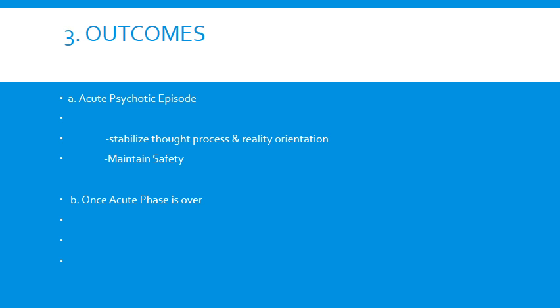So when there's an acute psychotic episode, when the person is actually having those positive symptoms, one of the first things that we want to do is they're usually going to be in an inpatient psychiatric facility, especially if they're a danger to themselves or to somebody else. And we want to, first of all, stabilize that process and help them get back to reality orientation. So that's one of our outcomes that we want to achieve.